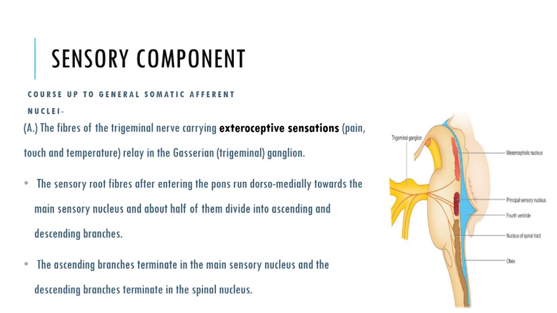Now let us start with the sensory component, that is, the course up to the general somatic afferent nuclei. The fibers of this trigeminal nerve carry exteroceptive sensations, that is, pain, touch and temperature, and relay in the trigeminal ganglion. Now the sensory root fibers, after reaching the pons, run dorsomedially towards the main sensory nucleus and divide into ascending and descending branches. The ascending branch ends in the main sensory nucleus and the descending branch terminates in the spinal nucleus.